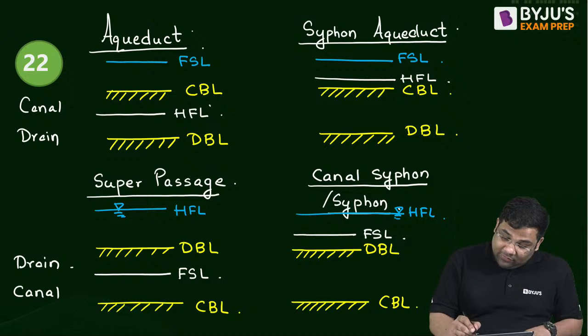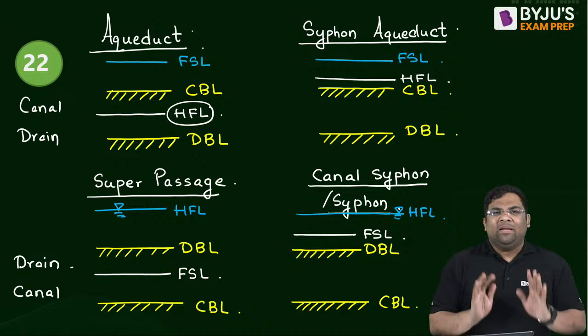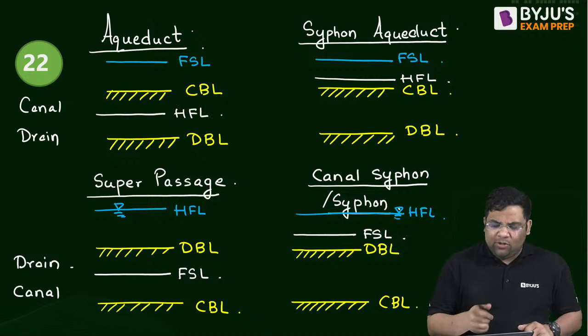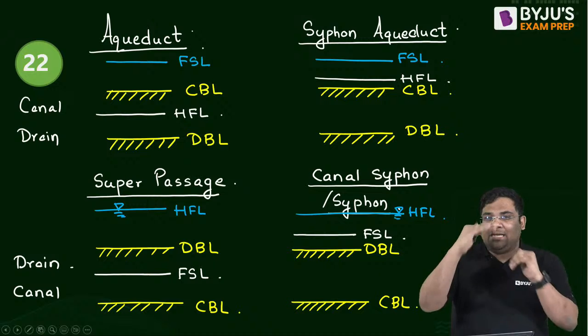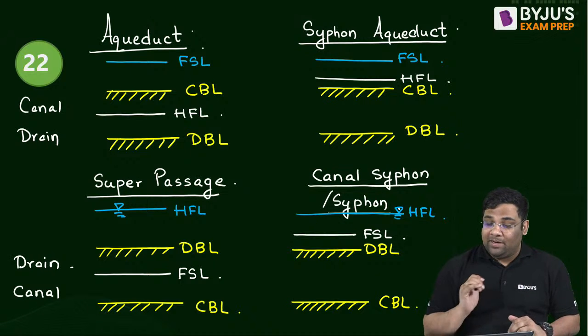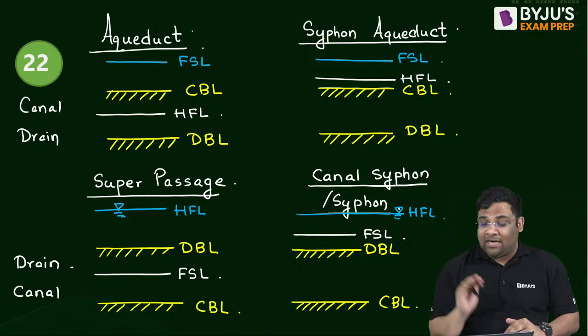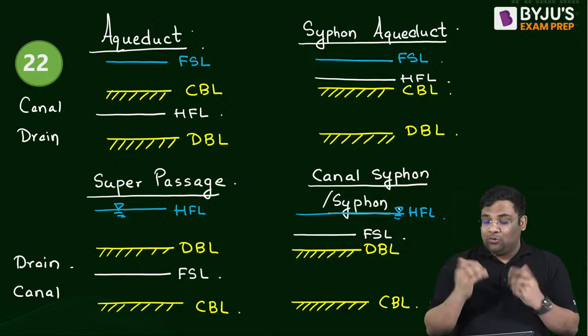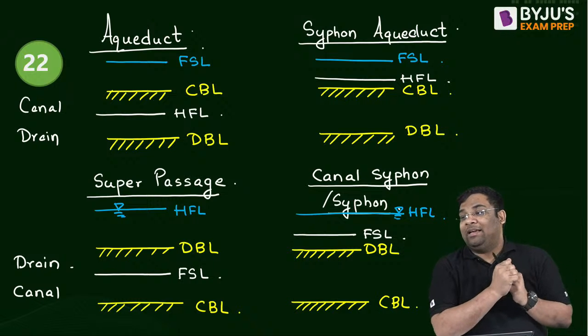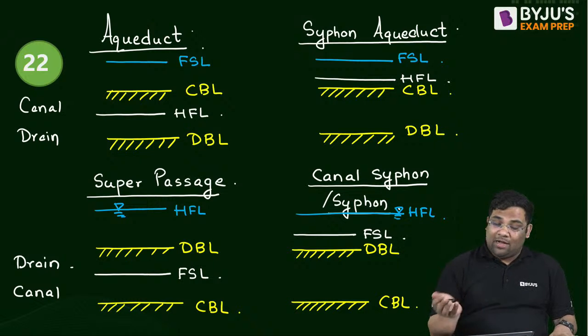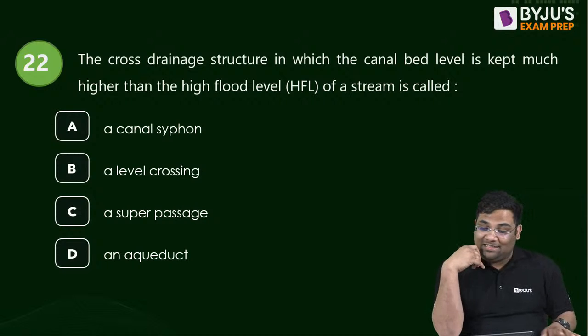The only difference is, here you see HFL is below this. Basically I can say that in your aqueduct there is some gap. But in your siphon aqueduct, or canal siphon, there is no gap. They're overlapping. So everybody understood now? Now you can easily answer this question. Tell me what is the answer to this?